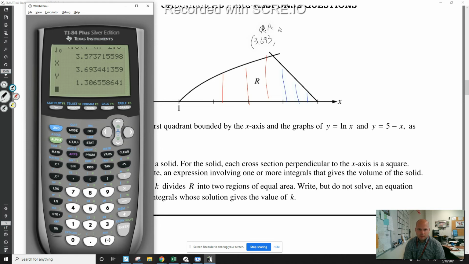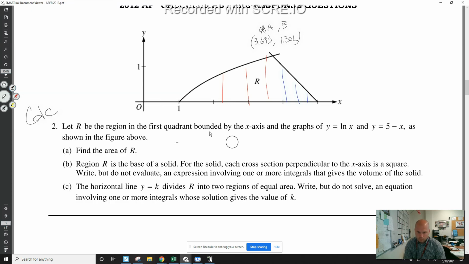B is 1.306. Okay, cool. So you can either do integral from 0 to a of the log x function plus a to 5 of the 5 minus x function. Type that into your calculator.